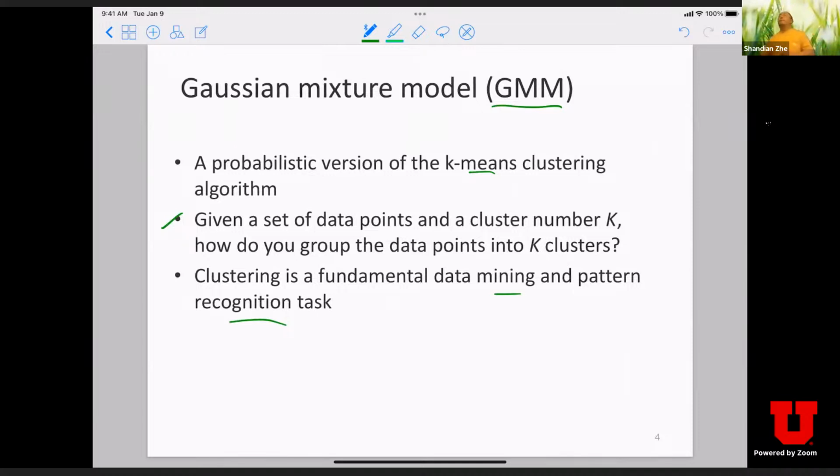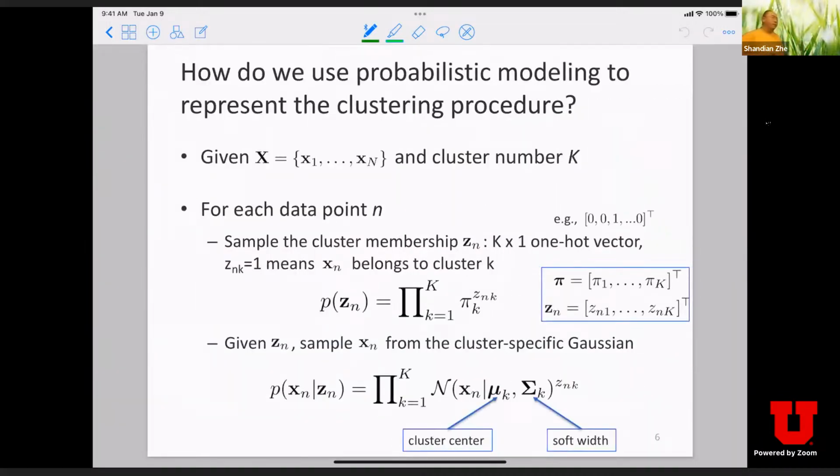But basically, you can view it like this: you're given a set of feature vectors. How do you group them naturally to form some clusters? How do we use a probabilistic modeling framework to represent this cluster structure? This is how the Gaussian mixture model does it. Suppose we got n data points, x1 to x big N, and we preset the cluster number k. You can set k equals 5, k equals 10, and so on. And then we use the following sampling procedure to model the clusters.